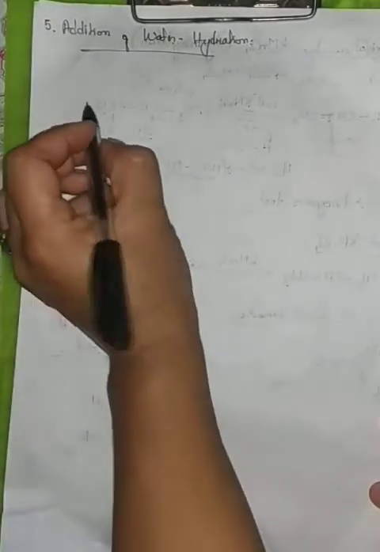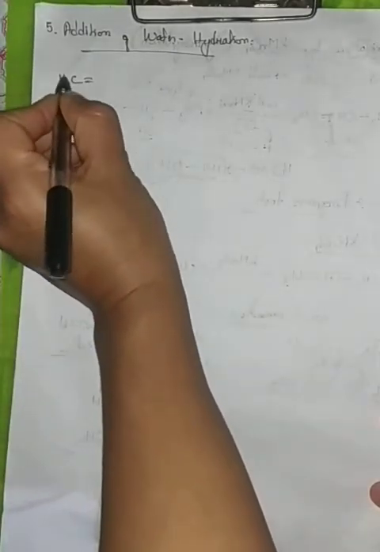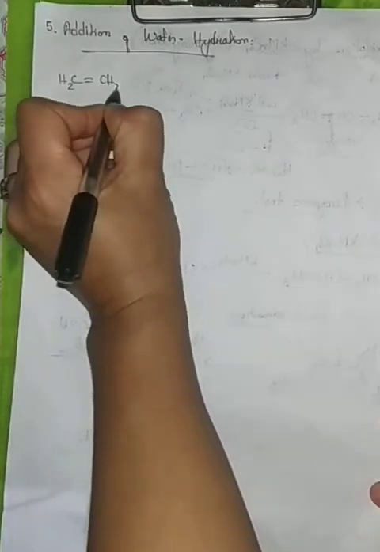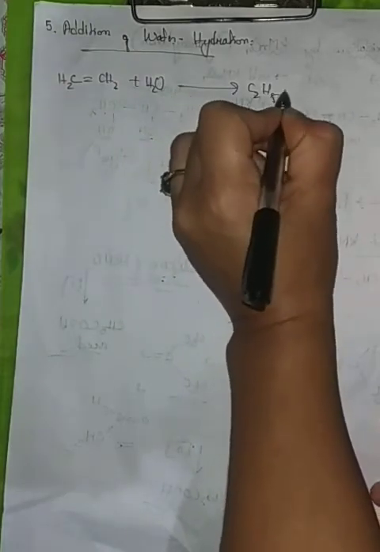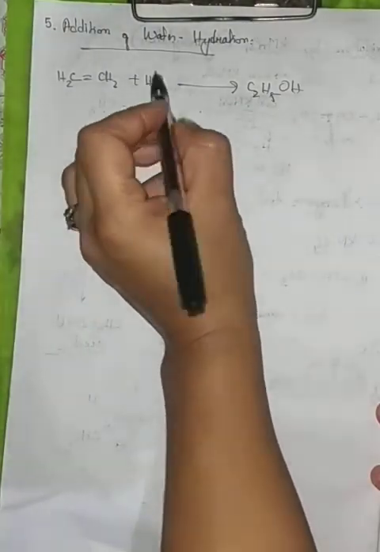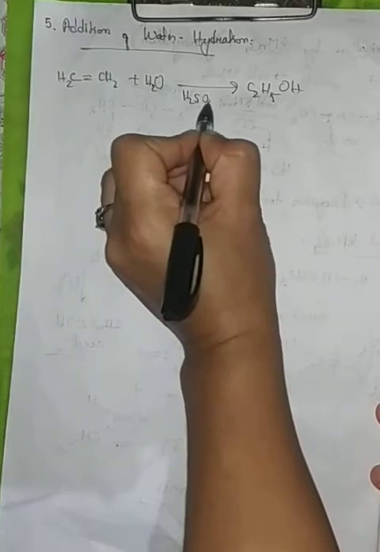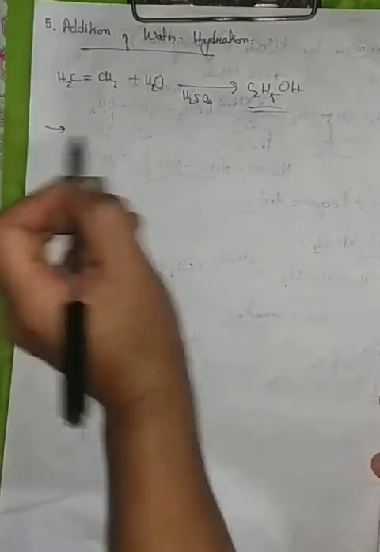Now let's check out another chemical reaction of alkenes, that is addition of water, also known as hydration. Now what is addition of water? When alkenes add up with water, alcohols are formed in this process. Water in the presence of sulfuric acid is used to produce alcohols when the hydration reaction takes place in alkenes. Even in the hydration of alkenes, Markovnikov's rule is followed.